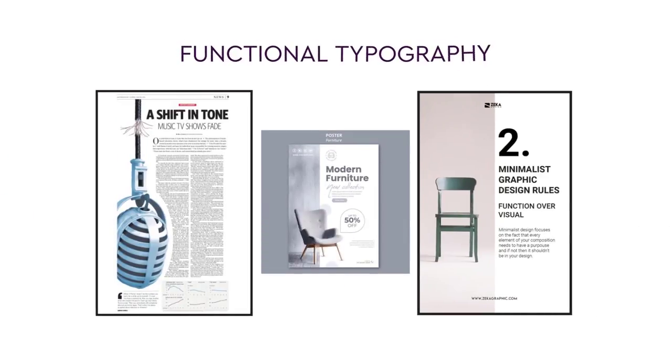So these are examples of functional typography we can see. It's being used in advertising here. These are social media posts. Let's say this person wants to sell the chair, so this is 50% off. The major thing here is communication. Communication is what is driving the design here. You can see this is a newspaper. Communication is a key theme.